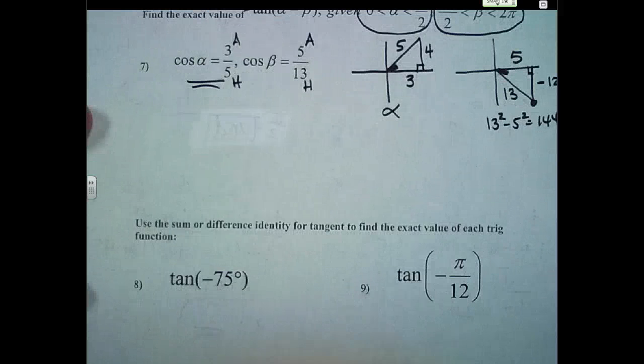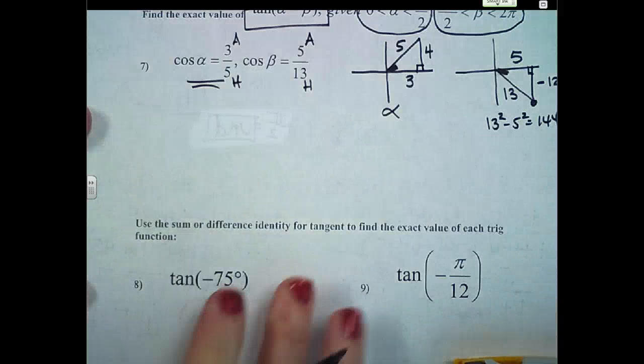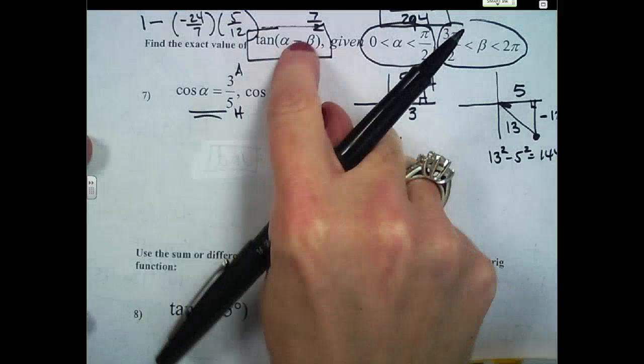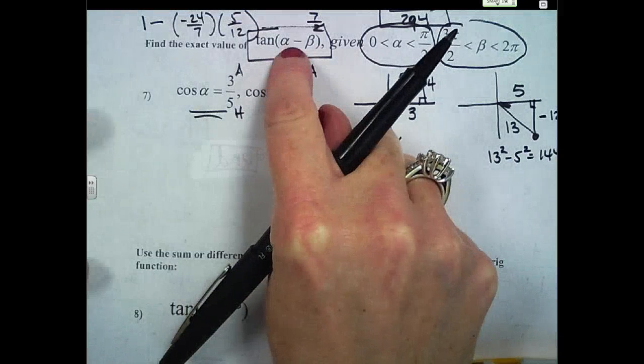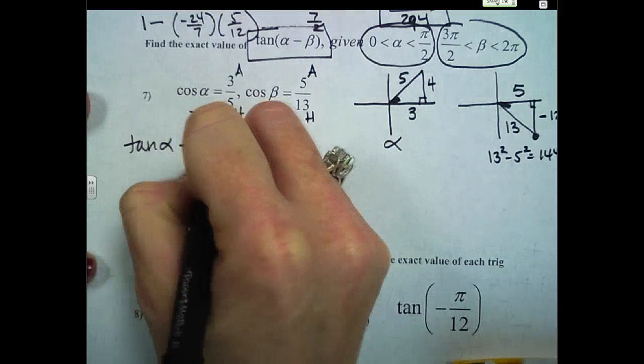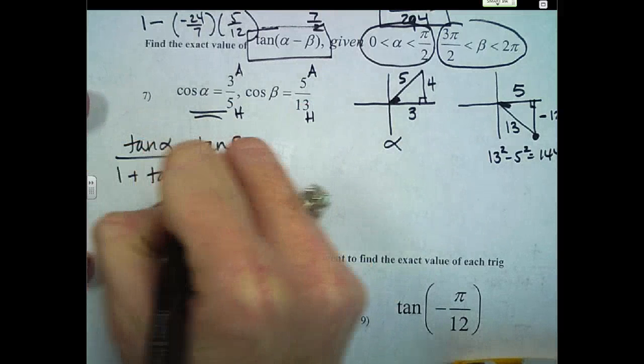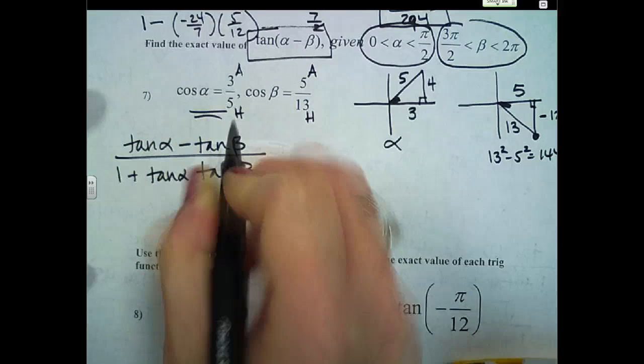Okay, number 7, let's write it out. This time I'm asking for tangent alpha minus tangent beta, right? You gotta look, it's different every time. So you want tangent alpha minus tangent beta over 1 plus tangent alpha times tangent beta. You do not have to write out that formula.